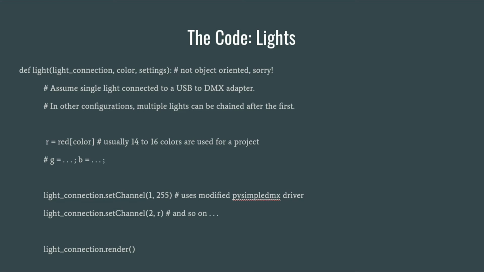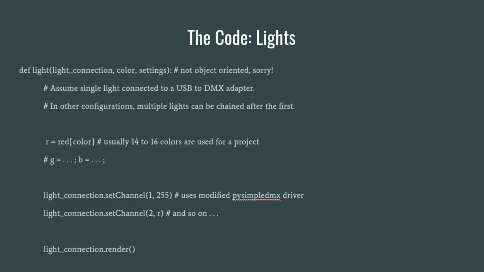Here's some code used to control a DMX stage light, although usually multiple lights are used. As you can see, the code is not object-oriented. In Python, you can, of course, choose between object patterns and procedural functional patterns. Here, the red, green, and blue values are pulled from lists. The DMX channels are set appropriately, and then a rendering is called.